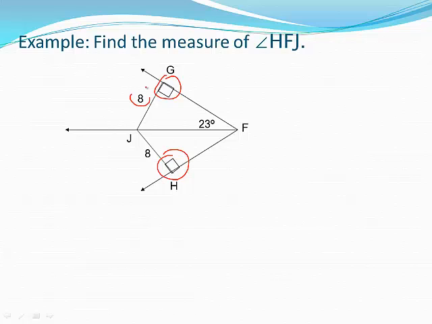So we know they're perpendicular. We also know that those distances are the same, so J is equidistant from the sides of the angle. If we know that, and this angle is 23, then because of the equidistant part and the perpendicular distances, this has to be 23 as well, because it bisects. So HFJ is also going to be 23 degrees.